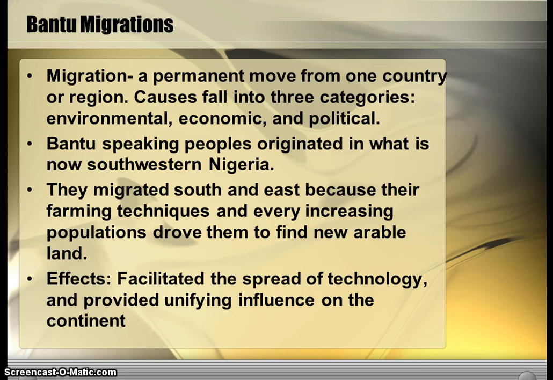The Bantu people moved for environmental reasons. They started in what is now southwestern Nigeria. We'll look at the map in a second. They migrated south and east because their farming techniques required them to move. They didn't have enough land to support themselves.